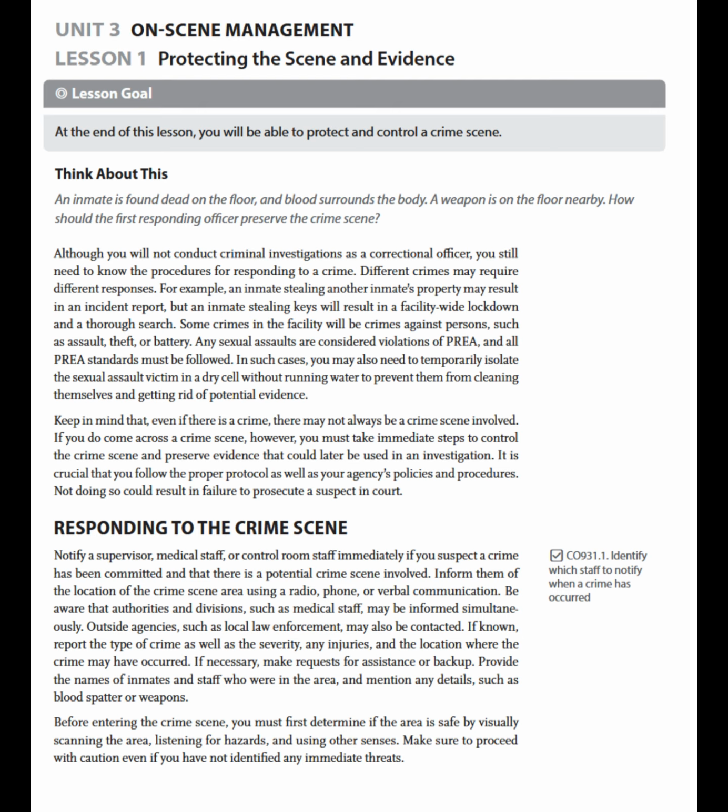Keep in mind that, even if there is a crime, there may not always be a crime scene involved. If you do come across a crime scene, however, you must take immediate steps to control the crime scene and preserve evidence that could later be used in an investigation. It is crucial that you follow the proper protocol as well as your agency's policies and procedures. Not doing so could result in failure to prosecute a suspect in court.